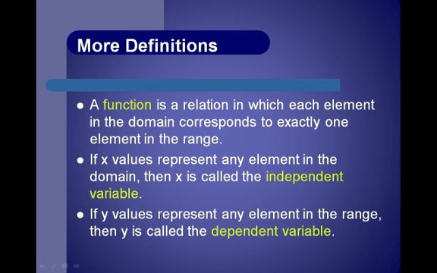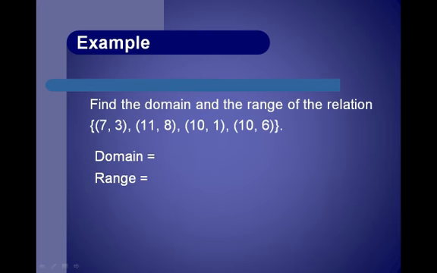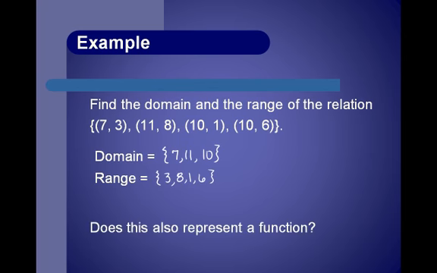Find the domain and the range of the relation (7, 3), (11, 8), (10, 1), and (10, 6). The domain, if you'll remember from last module, was 7, 11, and 10. The range, or the y values, is 3, 8, 1, and 6. Does this also represent a function? If every x value goes to one and only one y value, then it's a function.